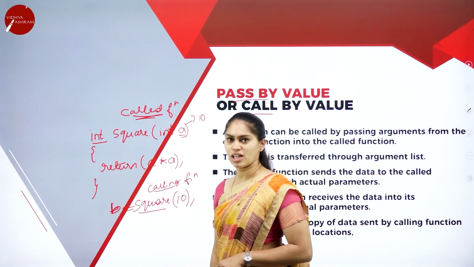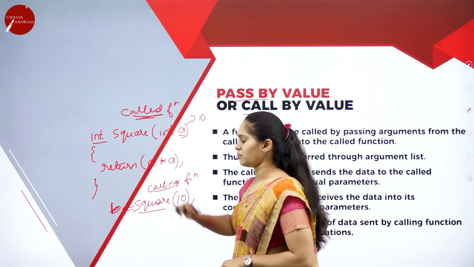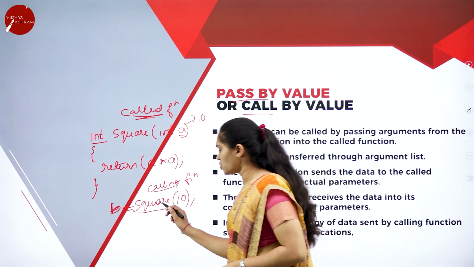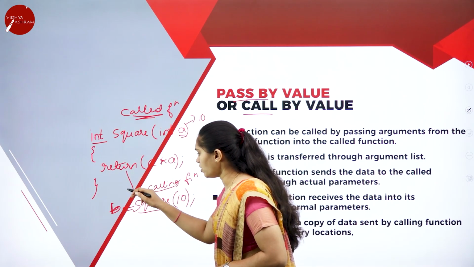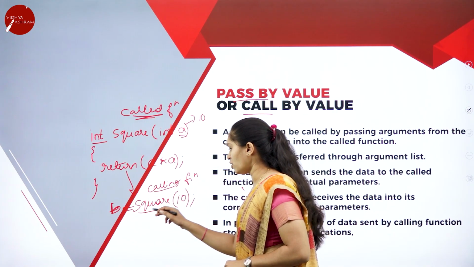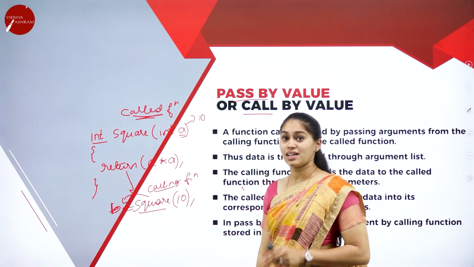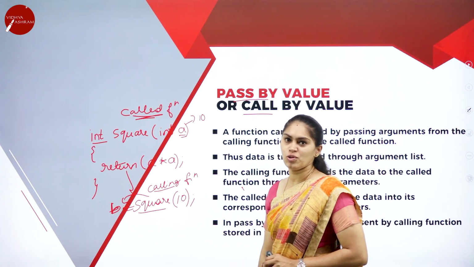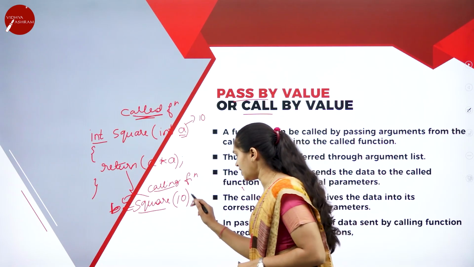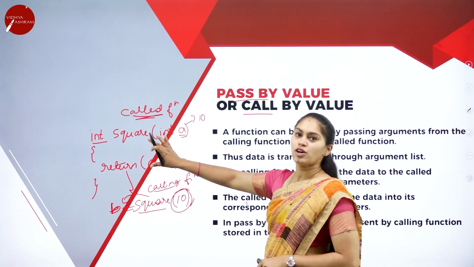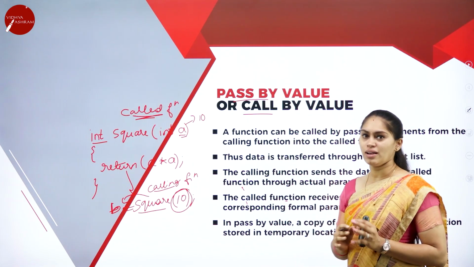After this, it will execute, and 10 into 10 will hold 100. That value will be assigned to this function called square. So again, the control returns from the called function to the calling function. At that time, the value of square becomes 100. That 100 will be stored in b. That is what we are doing in this call by value method. I am calling the function. I am making this called function active by sending the value from the calling function to the called function. That is what we call pass by value or call by value.